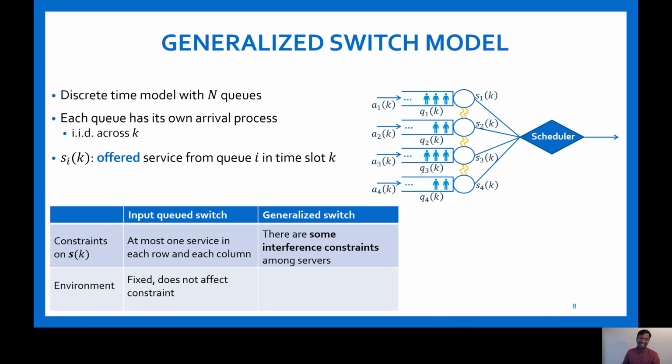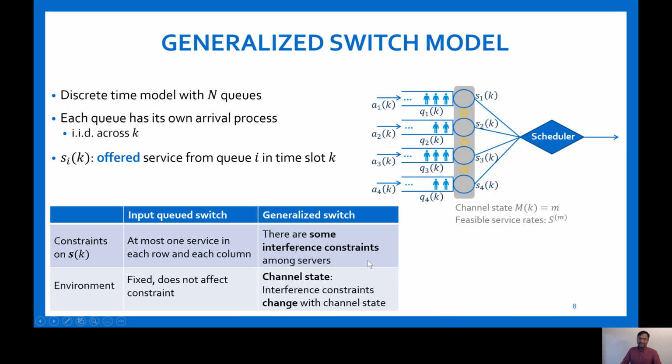The second generalization is the following. Remember, in an input queued switch, whenever I activate a queue, whenever I'm serving a queue, I can serve exactly one packet, one customer in each time slot. So I can generalize that. And I can say that the number of customers I serve can be random. It depends on the schedule. Actually, I can make it further, even more general.